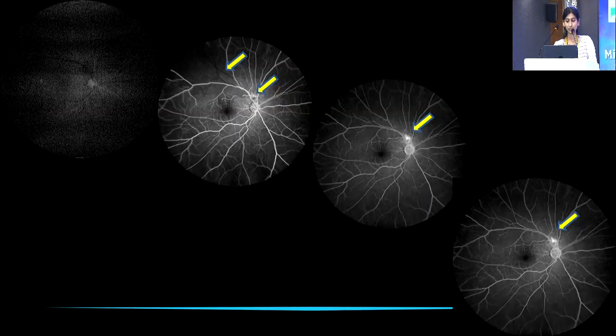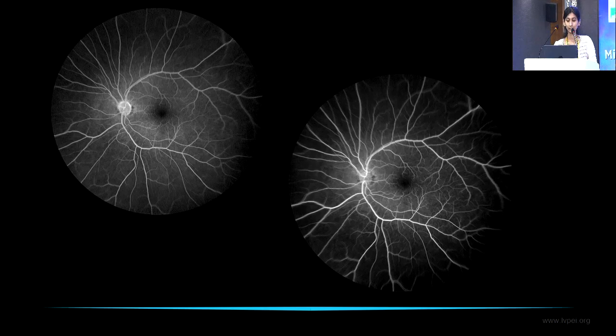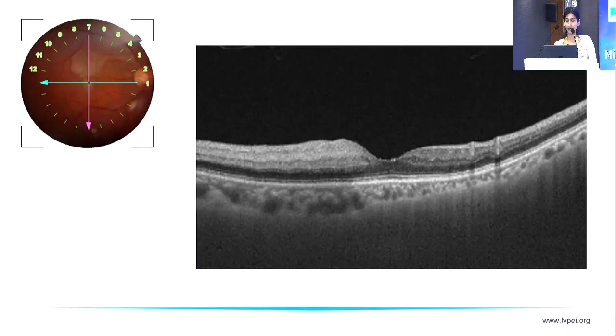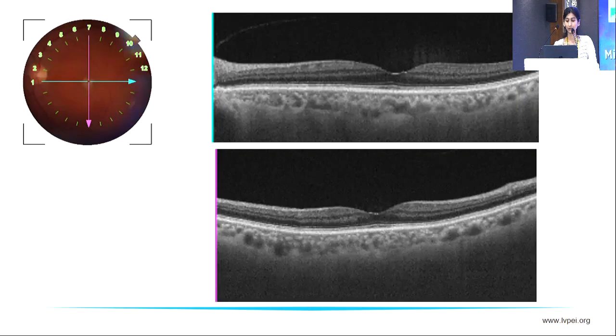On FFA, we can see delayed arterial filling in the superotemporal side, and also a hyperfluorescent lesion superior to the disc, which is increasing in size and intensity, suggestive of leakage, while the left eye FFA was normal. In the vertical line scan OCT of the right eye, we can see increased retinal thickening, and also increased choroidal thickness. In the left eye vertical and horizontal scan, the OCT finding was normal.